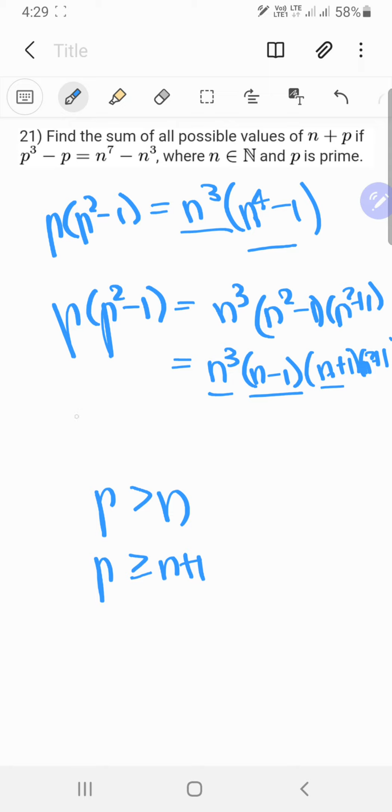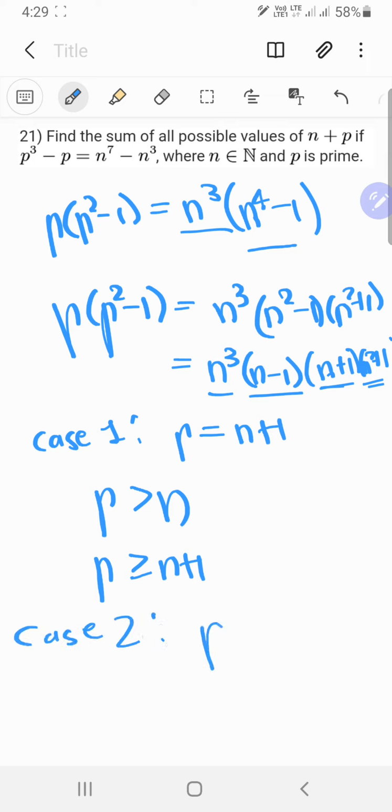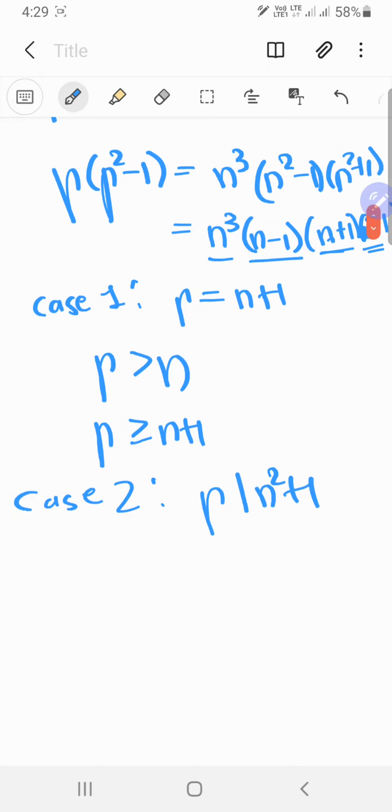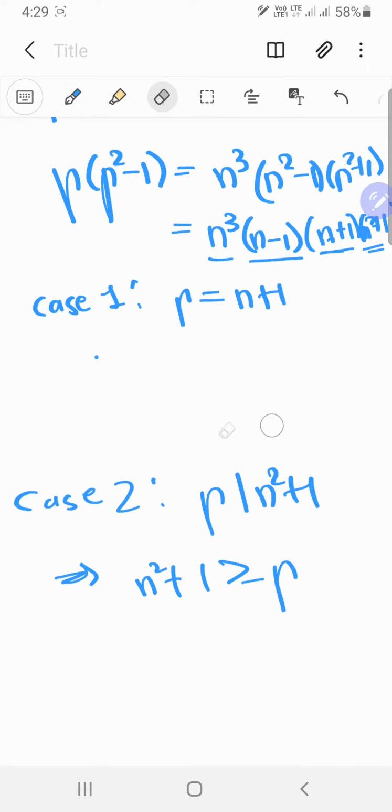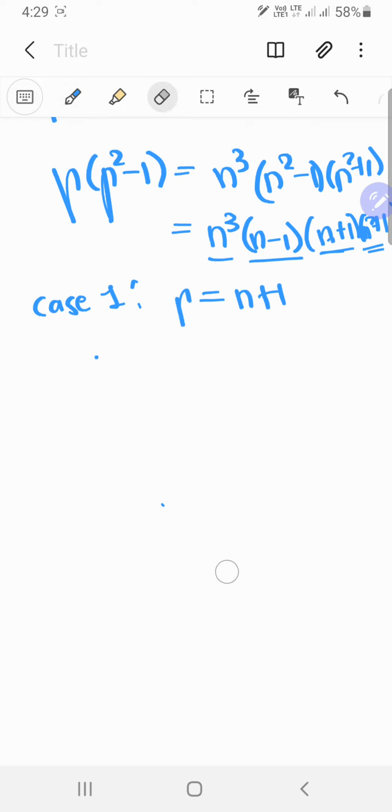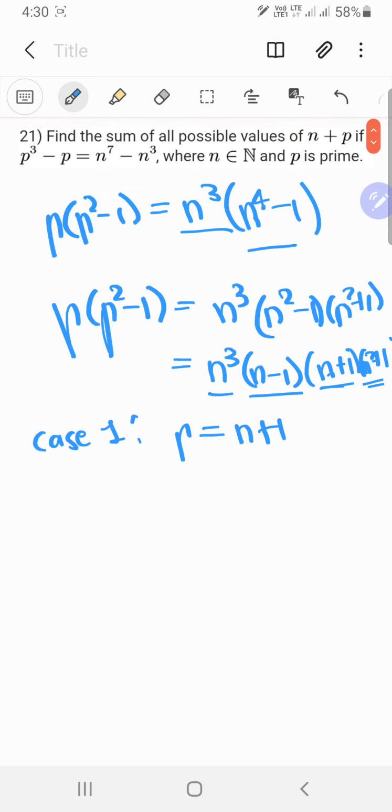So you have case 1, that p is equal to n plus 1, so then it will divide this thing. If that's not true, I mean p is strictly bigger than n plus 1, that would mean that p has to divide this factor. So case 2 is that p divides n squared plus 1, but that means that n squared plus 1 is bigger than or equal to p. Okay, so that's nice. So let's see what that gives me. So let's just erase case 2 for now. So case 1, p is equal to n plus 1.